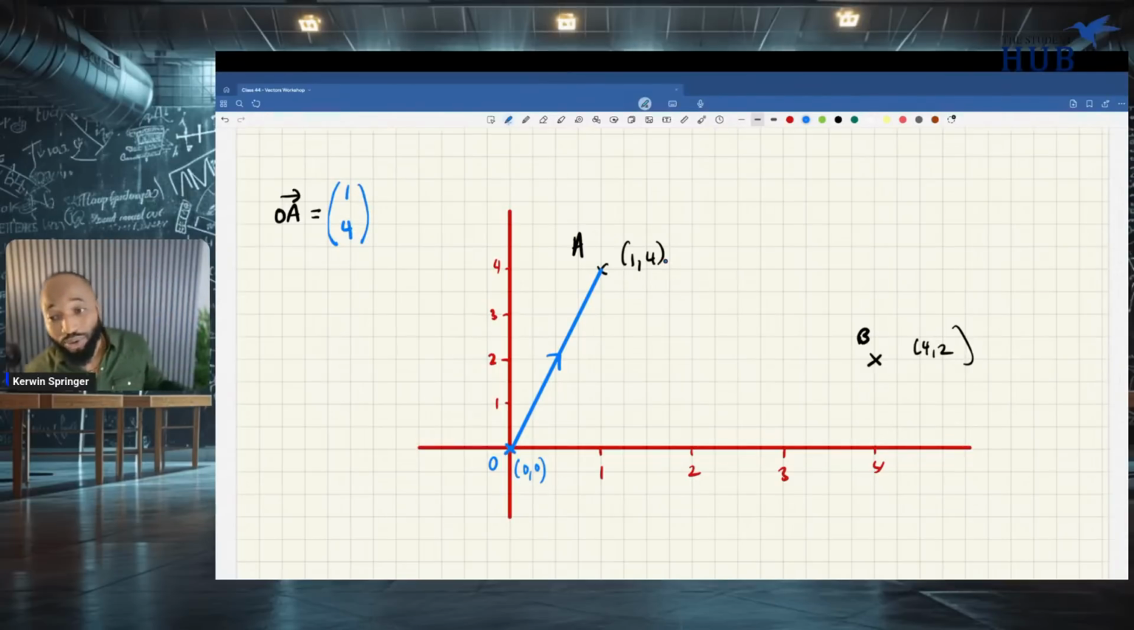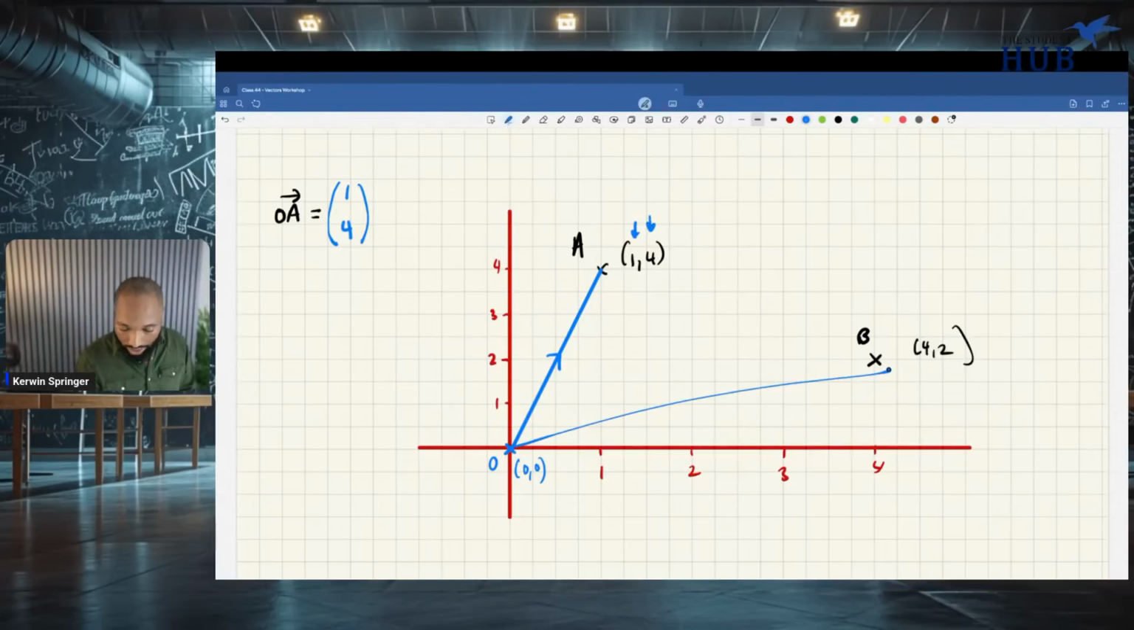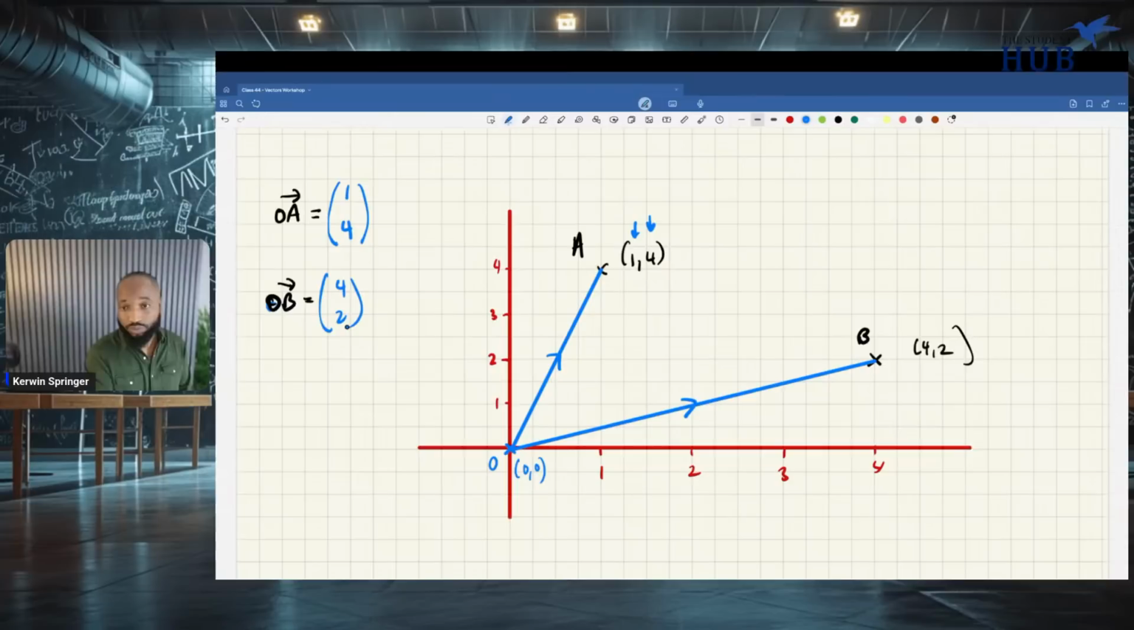It's the same as the point. That's what I'm showing you. You all understand that? So OA, the position vector, is the same as the coordinates. It's just that you have to write it in a vertical format. So what do you think the vector OB is going to be? OB is obviously going to be 4, 2.